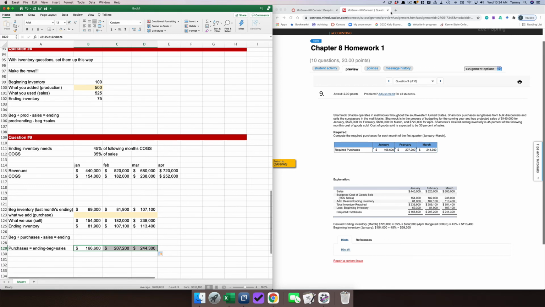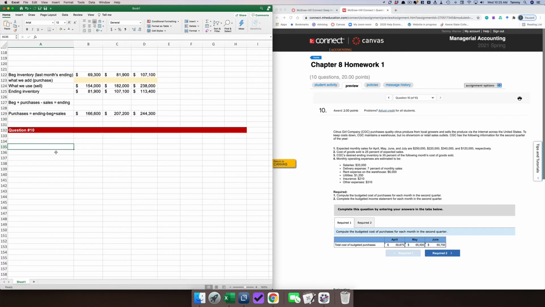Okay, moving on. Number 10. We're getting to the end. Okay, number 10. We have a little bit more data here. So, giving it a quick overview, we're given a whole bunch of information, and we have to figure out what our purchases are going to be. And then we have to make an income statement.